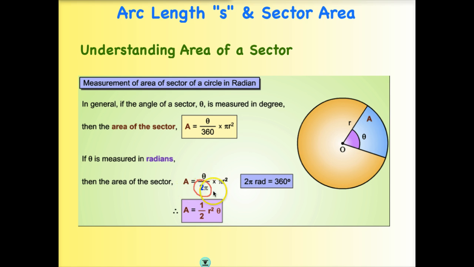Well, this is a rather complex equation, so let's simplify it. If we take our theta over 2 pi and we multiply it by pi r squared, we know that these pi's cancel and we're left with theta over 2, or another way to write that is 1/2 times theta, and still the r squared on the end. This is a nice, simple formula for finding the area of a sector in a circle. It's a little bit more simple than using our degrees. So let's go ahead and try an equation.